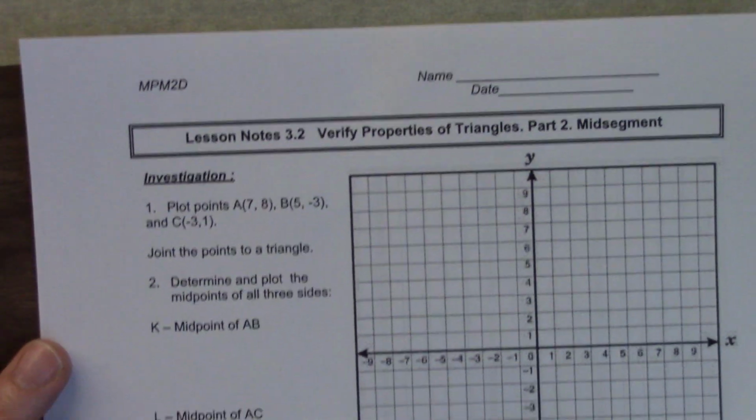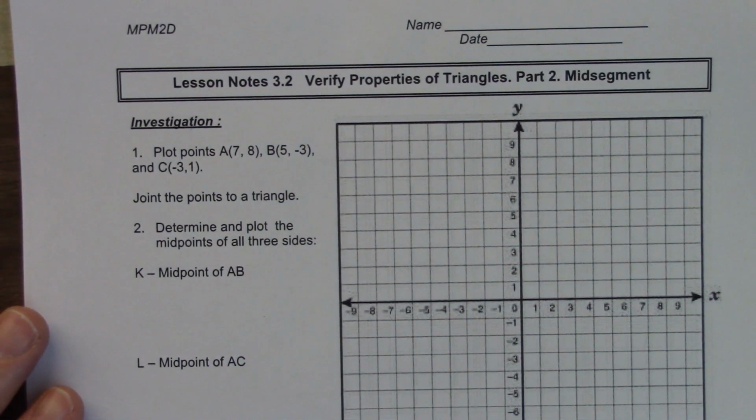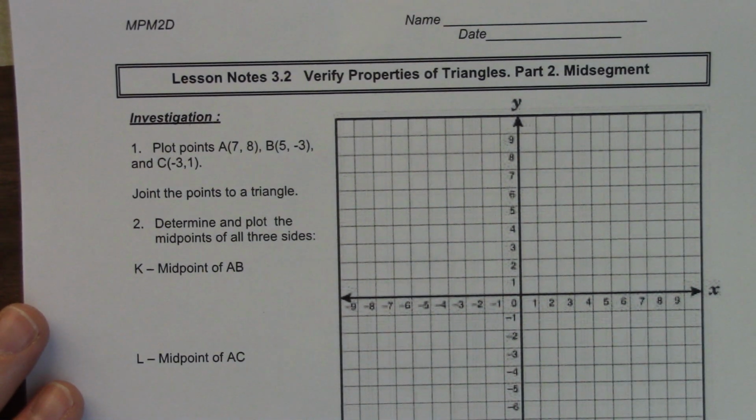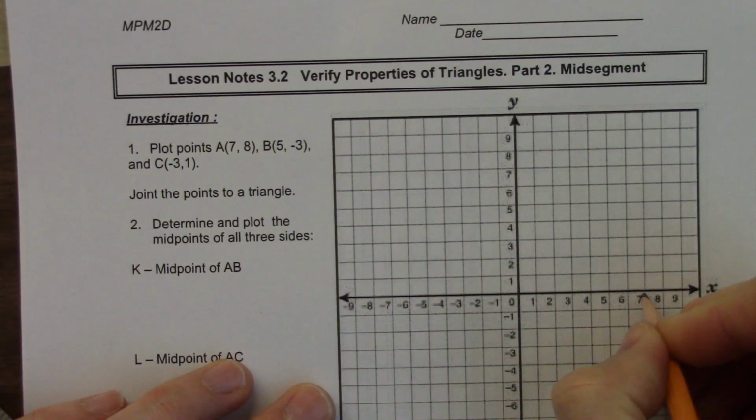Okay, this one is 3.2, verifying properties of triangles, point 2, the mid-segment. Okay, so first we need to plot this. 7, 8.